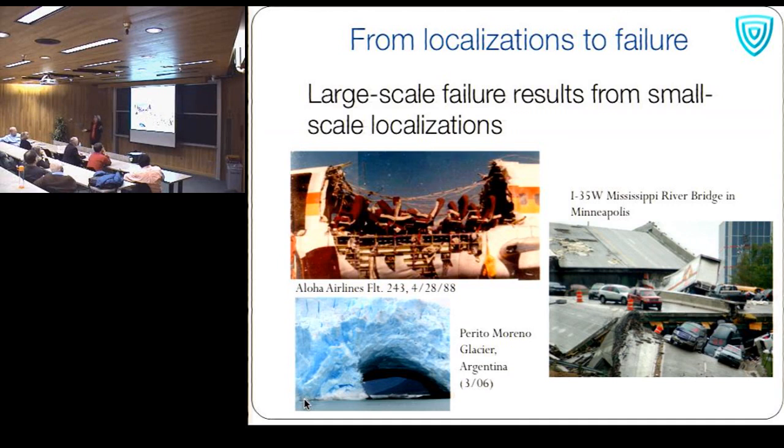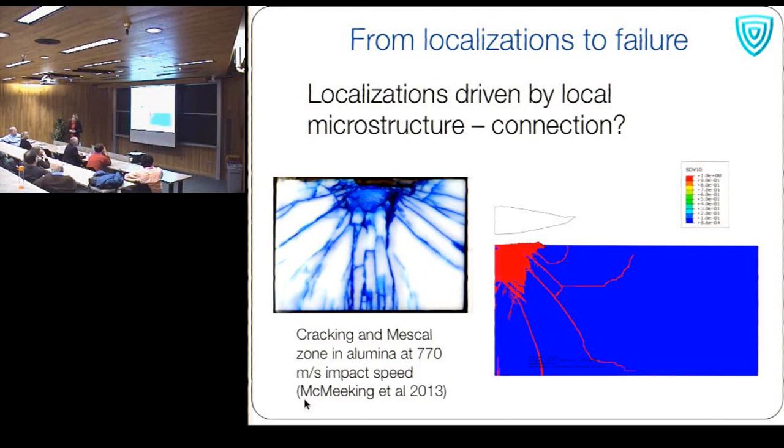Here are a few examples, some unfortunately far too close to home. Places where there was significant failure that really started, typically, from some small localization. So these localizations, when we think down at that small scale, are typically driven by the local microstructure. And so the question I'm trying to think about is, what is that connection between the local microstructure and those localizations?